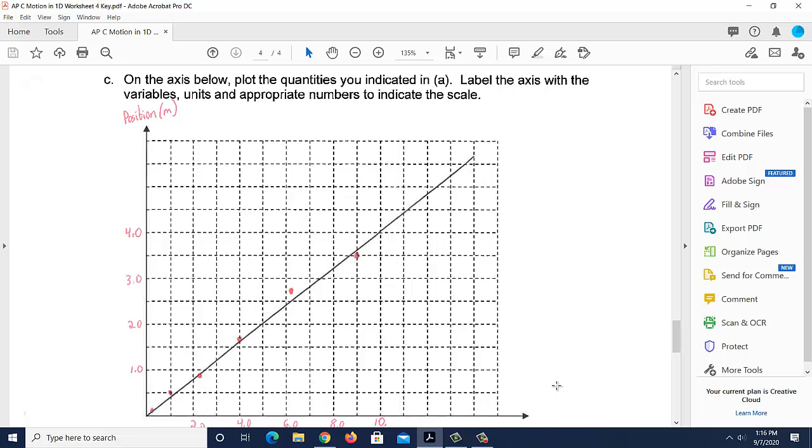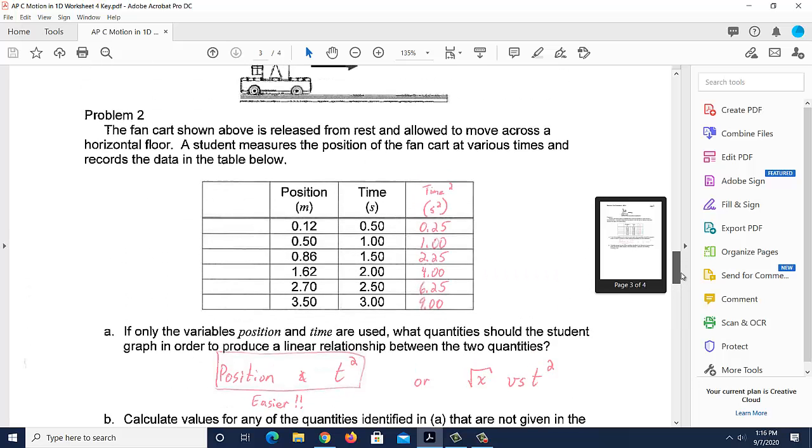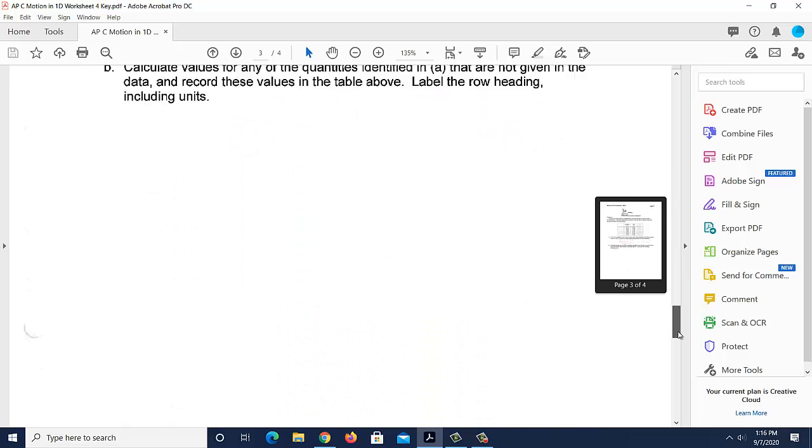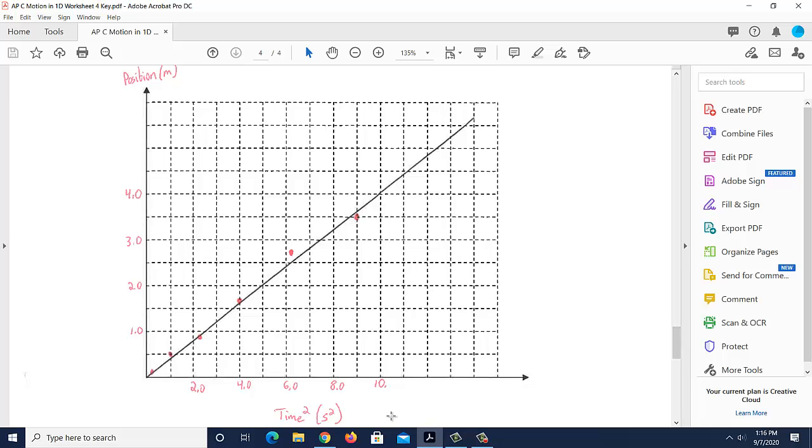It's also the way we've done pretty much every lab in here, which is to put time on the horizontal axis. They didn't really give you the same prompt as they did in the previous problem. Note they didn't say graph these variables or this versus this, but I think it's still how you would do this lab. Again, look at the numbers in our data table. These are all perfect, which would lead me to believe that here you go. The student measured the position of the fan cart at various times. So that means time was our independent variable, position was our dependent variable, and therefore we should make a graph with position on the vertical axis and time squared on the horizontal.